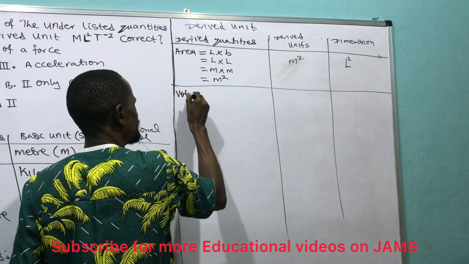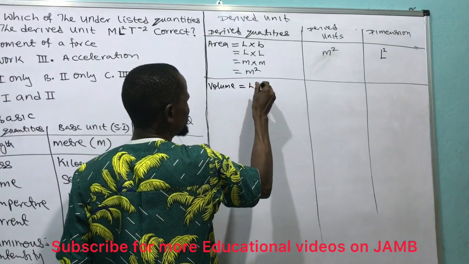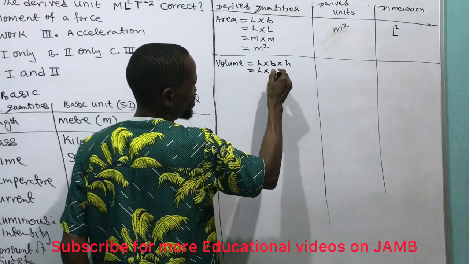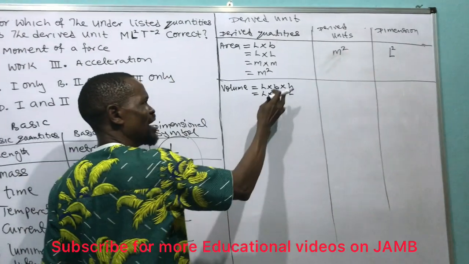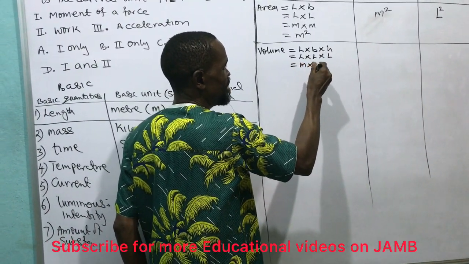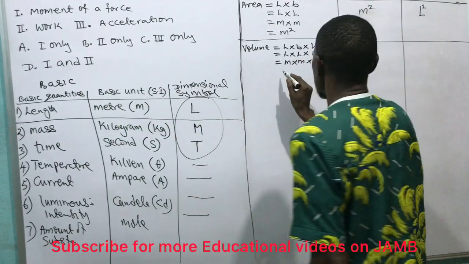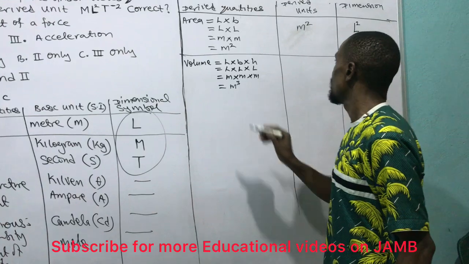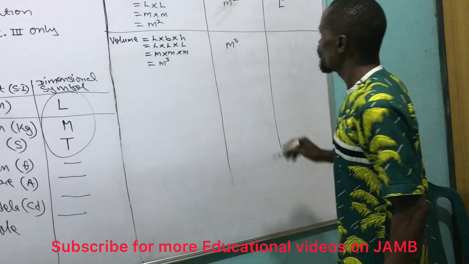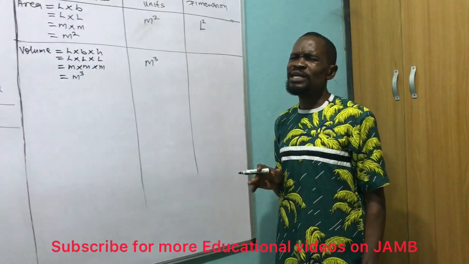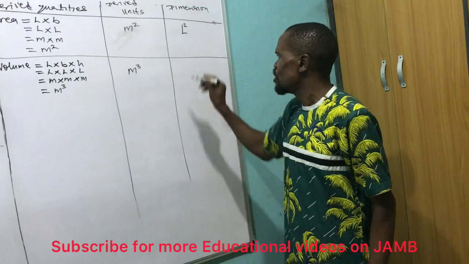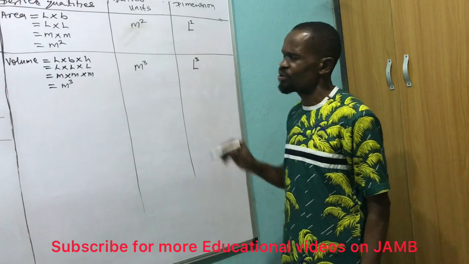Then I come back to volume. Volume is given as length times breadth times height, and this simply means length times length times length, since breadth and height are also lengths. That gives meter times meter times meter, which is meter cubed. So the unit of volume is meter cubed. When somebody tells me that he has 20 meter cubed, I already know that the person is talking about volume. The dimension of it is L cubed.